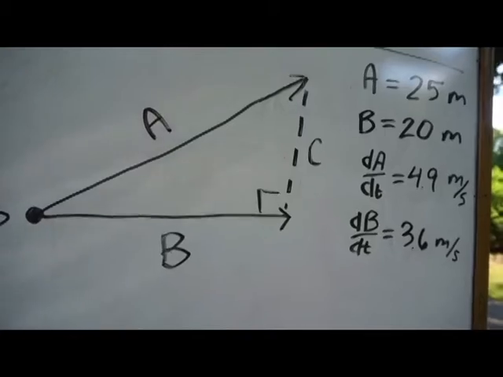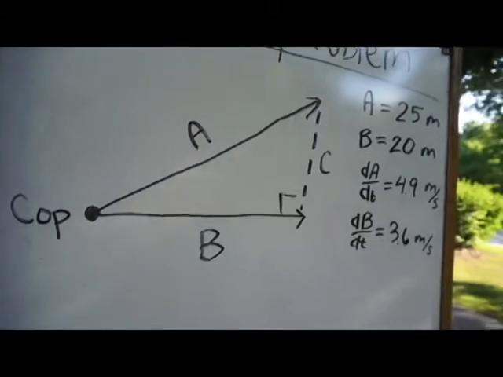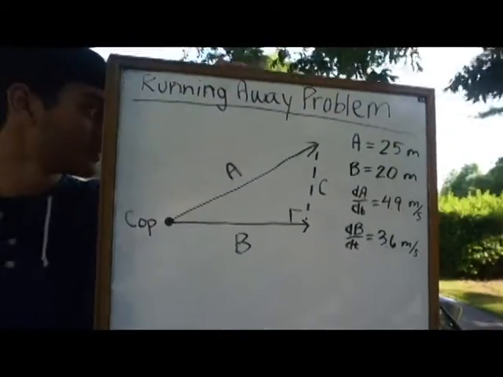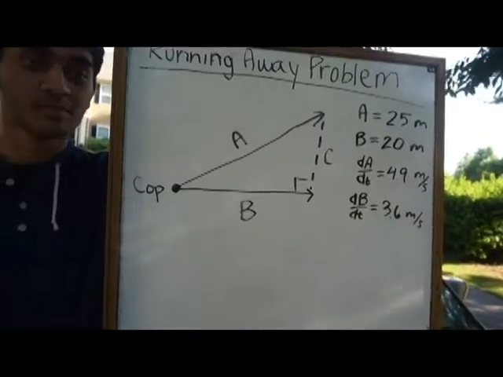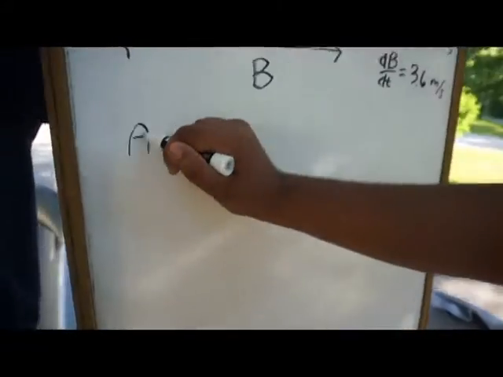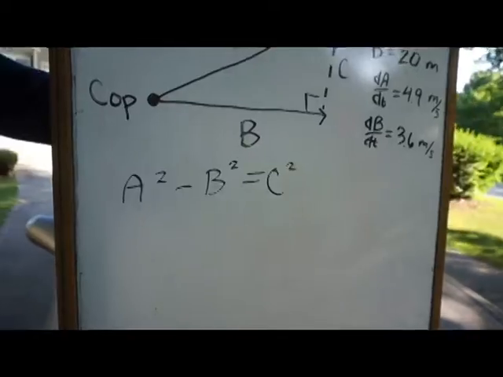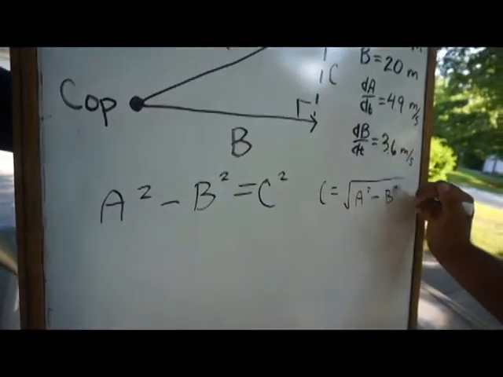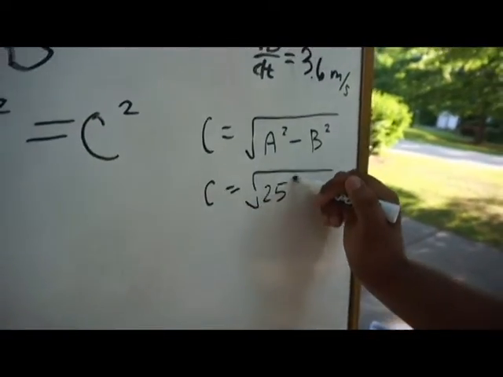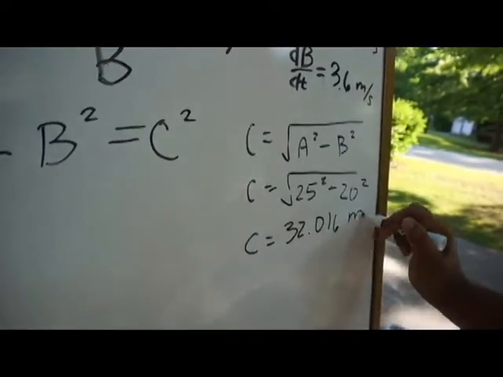Now, in order to solve this, you need to set up a triangle with the hypotenuse A and the legs B and C. A equals 25 meters, B equals 20 meters, and to solve for C, you use a variation of the Pythagorean theorem. C equals 32.016 meters.